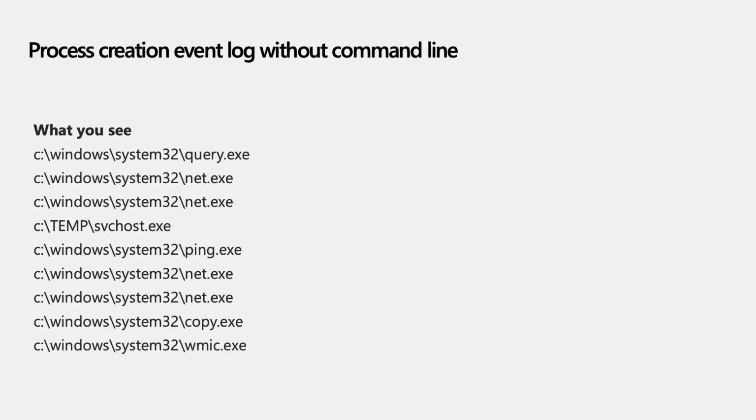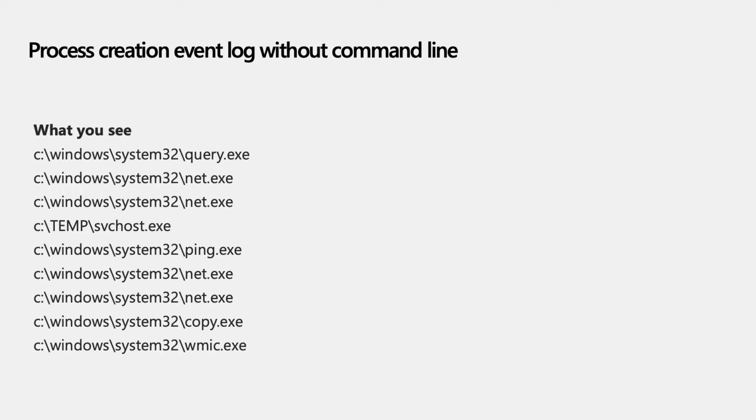To provide you an example, the process creation event, which is the 4688 event on Windows, didn't used to have the command line. So what you would see is query, net, or an svchost on the wrong path. It clearly looked suspicious. You would see ping, net, copy, but you didn't really know what happened.